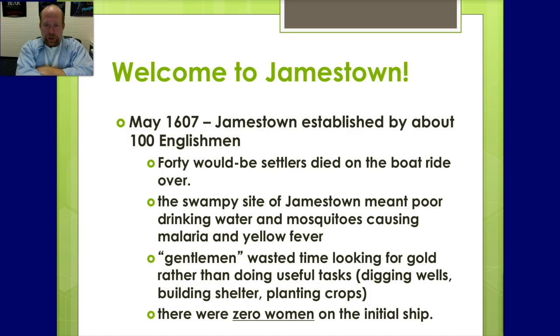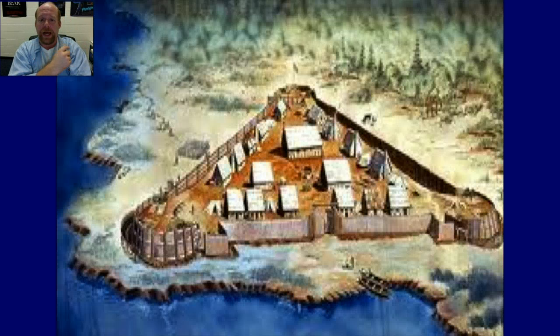Big issue. There were 0 women on this ship. It takes several months to get over to the New World. How are you going to populate the species, populate the colony, if you don't take women? Yeah, didn't really think about that one. Okay, so 0 women on the initial ship to Jamestown.